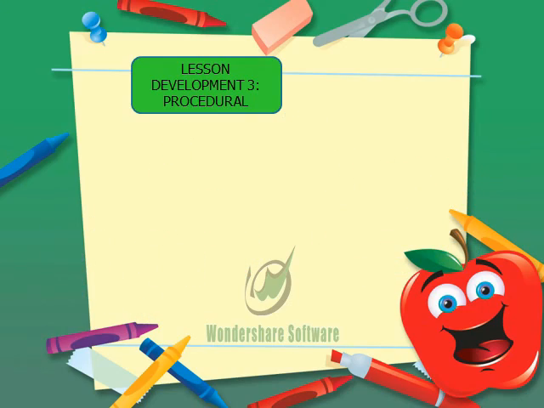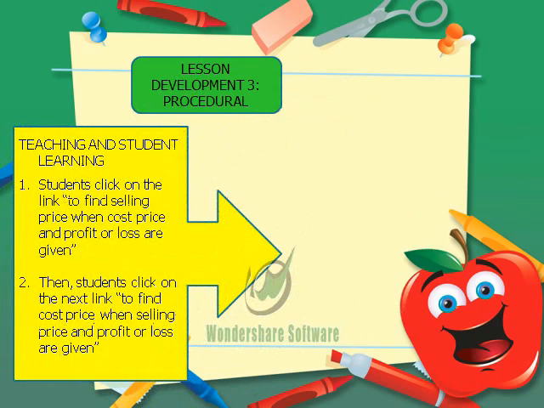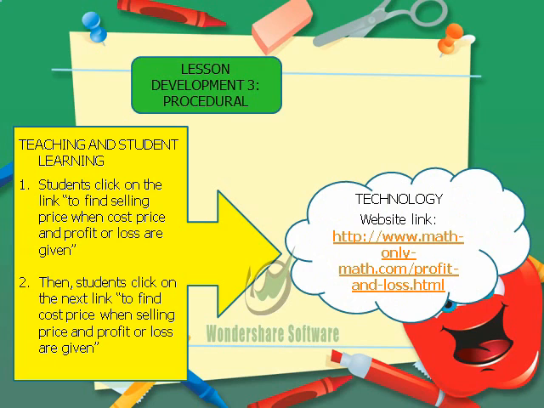So for the teaching and student learning on this page 3, for the first part, the students will be asked to click on the link to find selling price when cost price and profit or loss are given. And then for the second part, the students will be asked to click on the next link to find cost price when selling price and profit or loss are given. So the website link will be provided by the teacher.